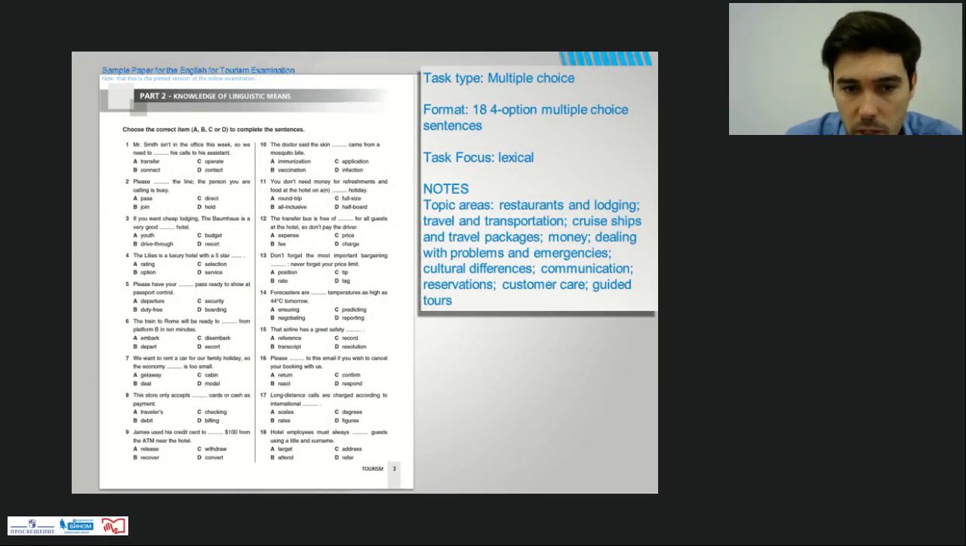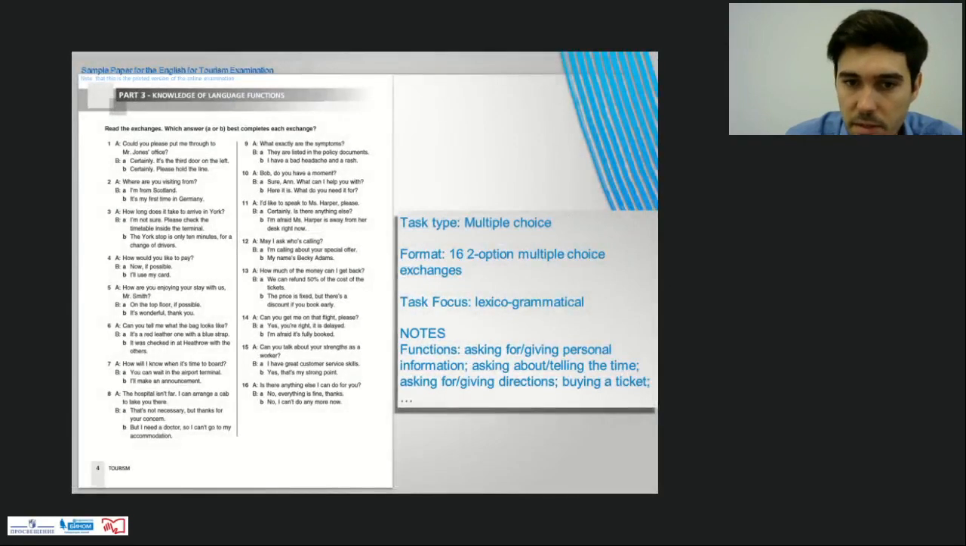Again, we have more multiple choice questions, selecting the correct responses. Here students are developing their skills on how to respond or use language appropriately in different situations.